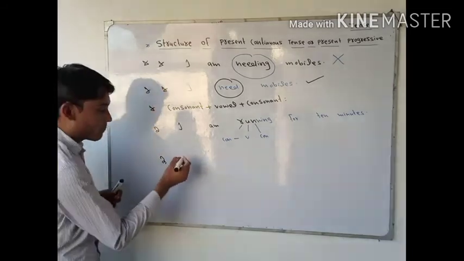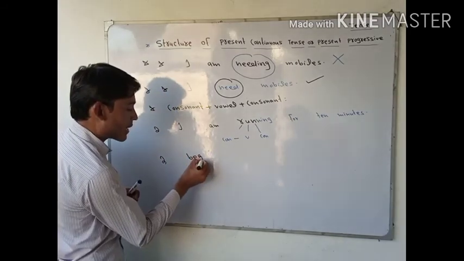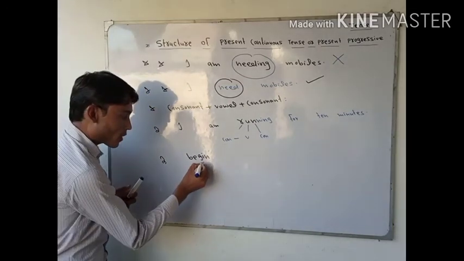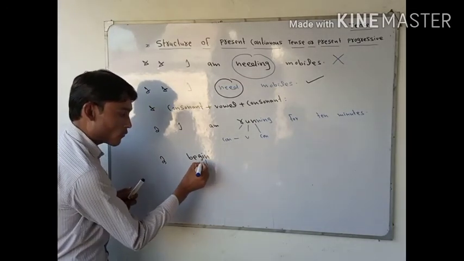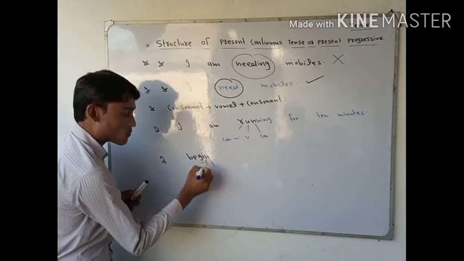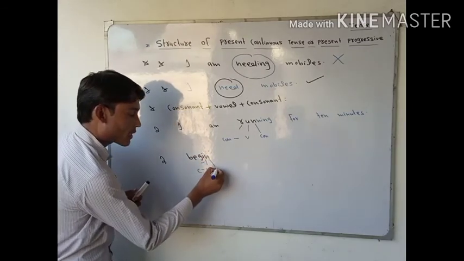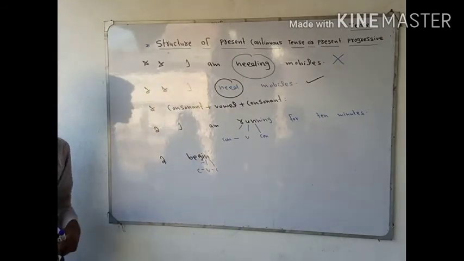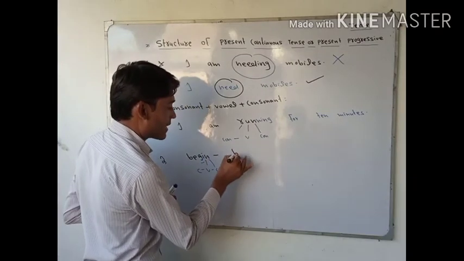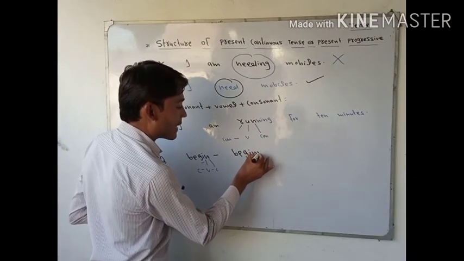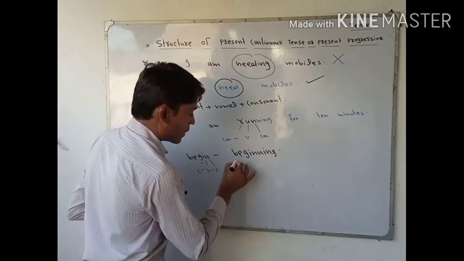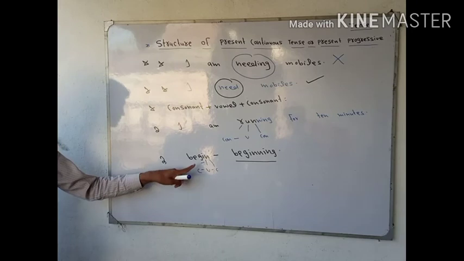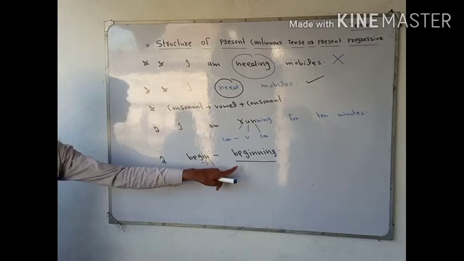Besides this, we have another verb which also follows this formula: B-E-G-I-N. We have a consonant, then I is a vowel, and the last one is a consonant. If I want to make the present participle form of begin, I will write B-E-G-I-N-N-I-N-G, beginning, because of the formula that if the verb ends in consonant plus vowel plus consonant, the last letter will double.